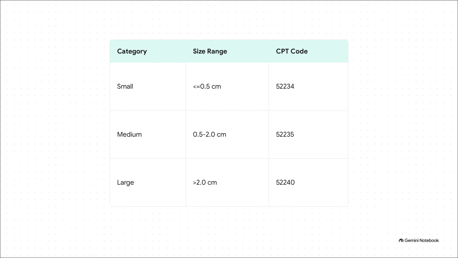If the tumor is small, meaning 0.5 centimeters or less, we use CPT 52234. If it's a medium tumor, ranging from just over 0.5 up to 2.0 centimeters, we bump up to 52235. And for large tumors over 2.0 centimeters, it's 52240. The absolute vital thing to remember here: these size-based fulguration codes apply whether a biopsy was taken during the procedure or not. Size is your ultimate guide.